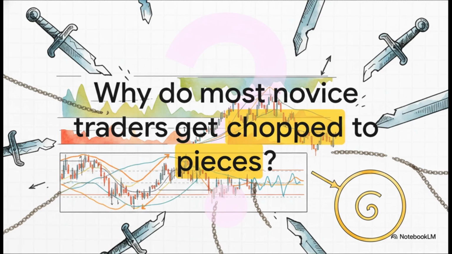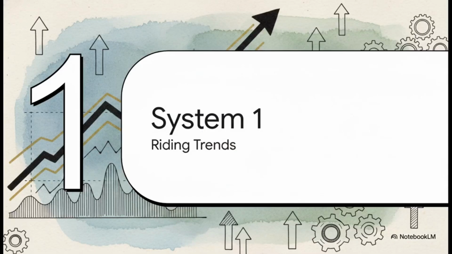Novices see a basic crossover signal, they blindly enter a trade, and bam, the market immediately whipsaws them. It jerks the price back and forth because they're stuck in a sideways ranging market. They lack a structured filter, so we're going to fix that right now. All right, System 1, writing trends.